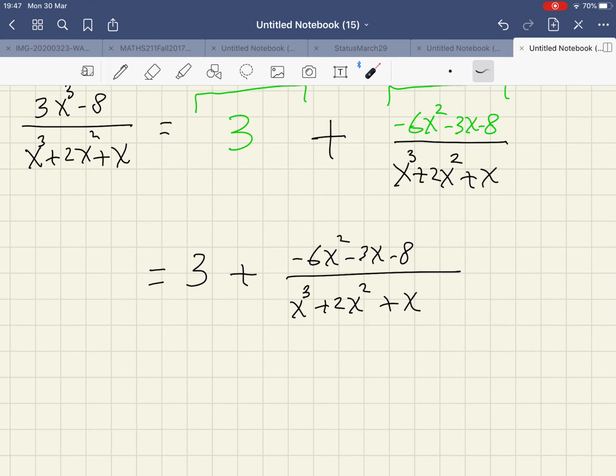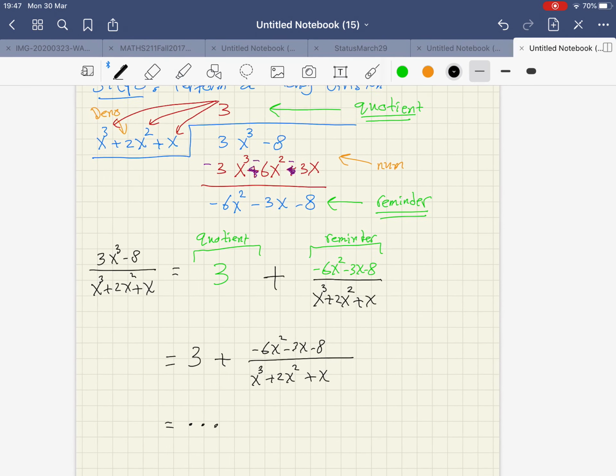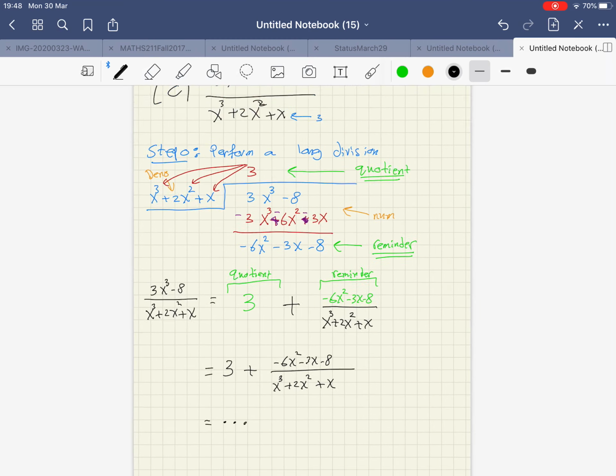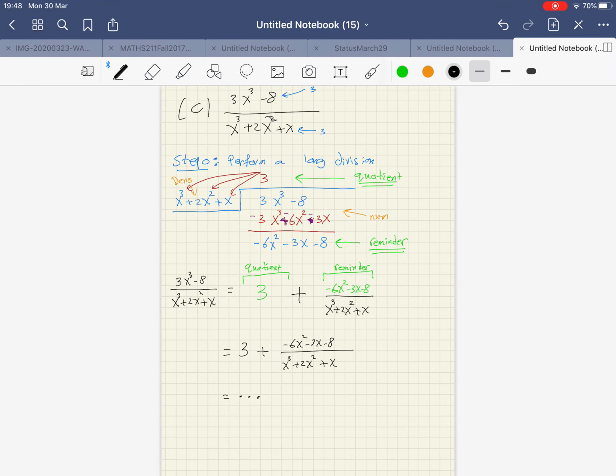So that should be fairly easy to continue by yourself. That's the idea of how we do long division. There are many exercises. You will find them in the online homework. You find them everywhere using this idea, but I would say this is a good one. Let me do another long division, part D, and that will be the last one.